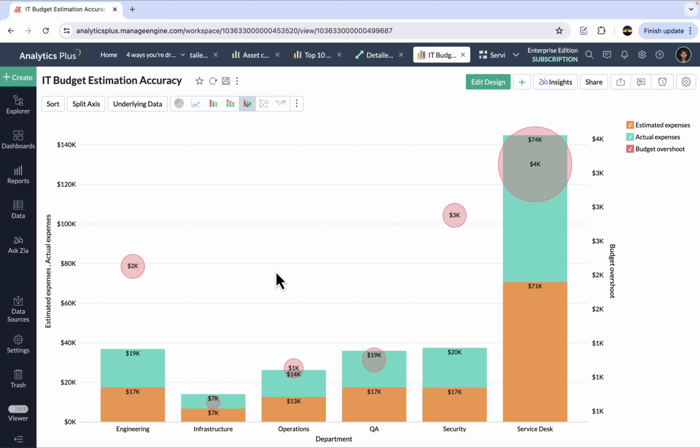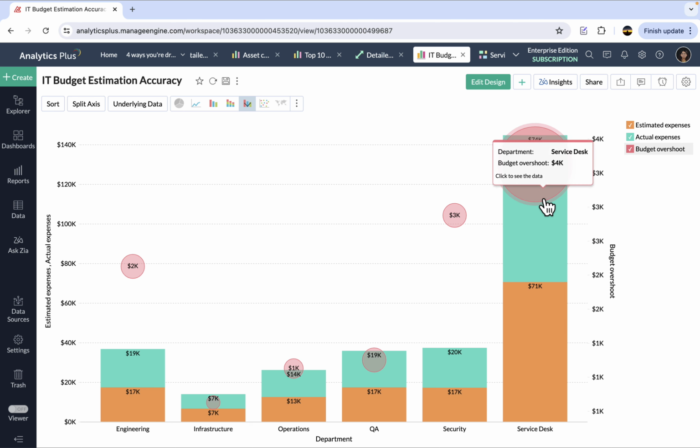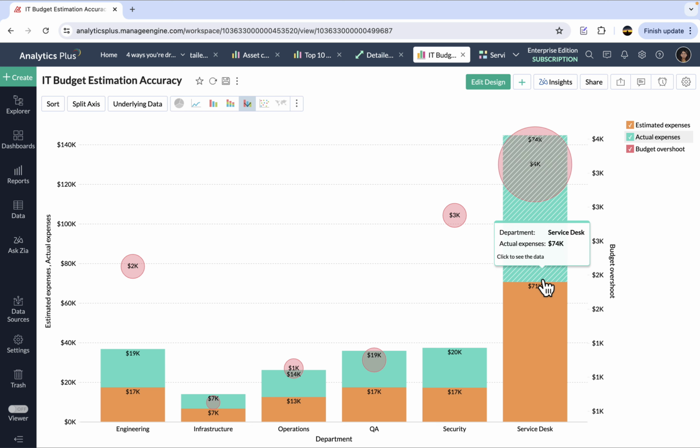You can also take this line of analysis a step further to understand budget consumption behavior across months for the individual departments we see in this analysis. Let me quickly show how you can accomplish that. For instance, we can see a significant budget overshoot at the service desk. Let's uncover the budget consumption across months to identify possible patterns and improve allocation.